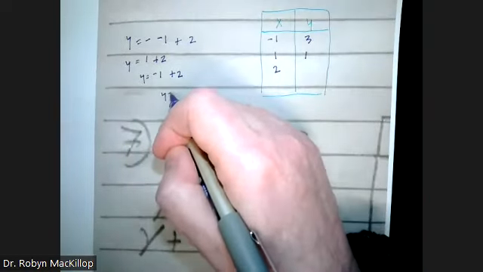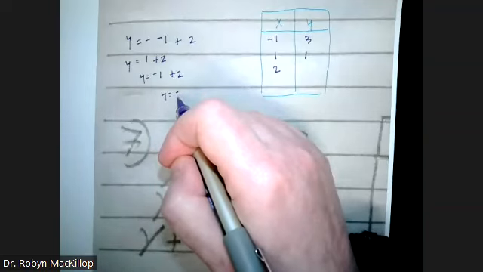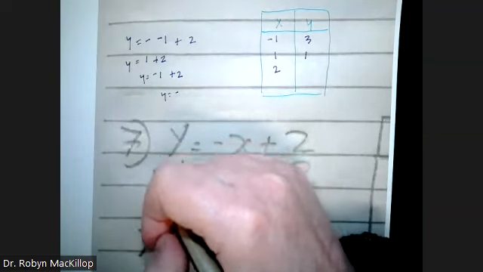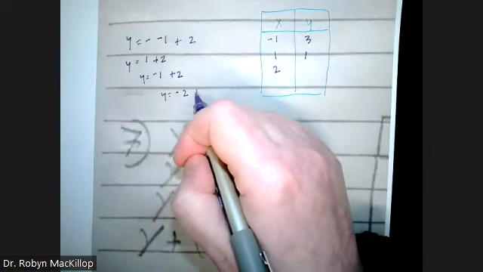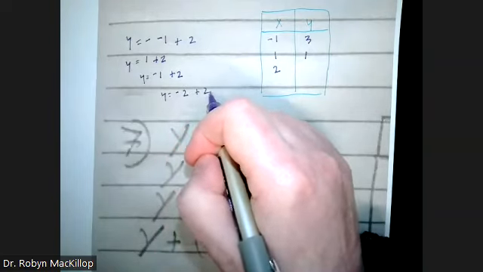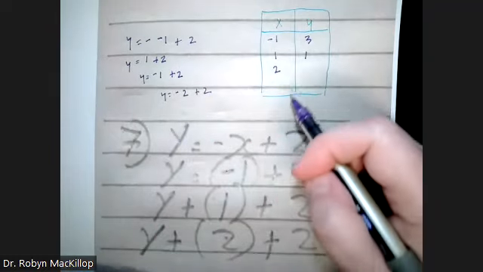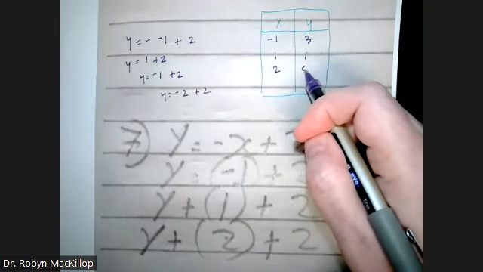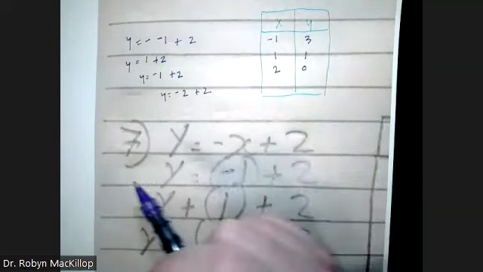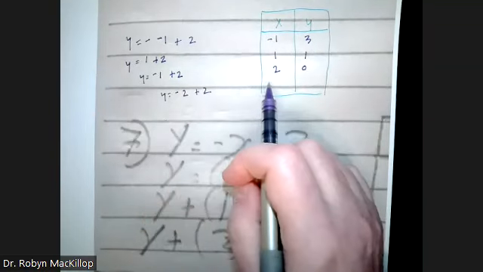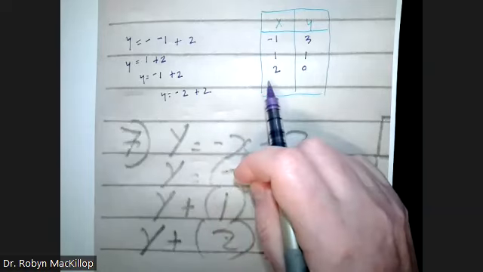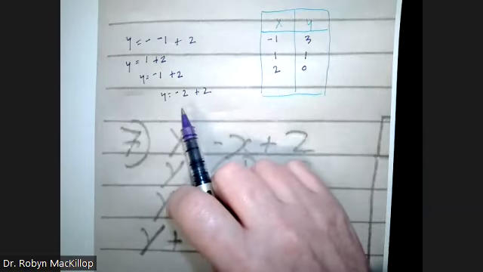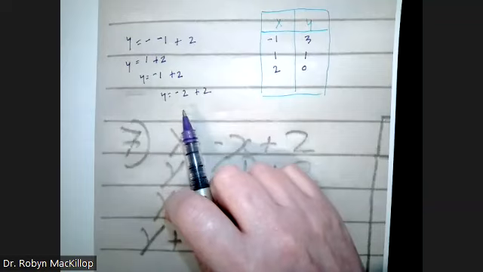So let's do the 2. We've got y equals negative, part of the original equation, 2 plus 2. And -2 plus 2 is 0. So when x, for this equation, when x is 2, y is 0.